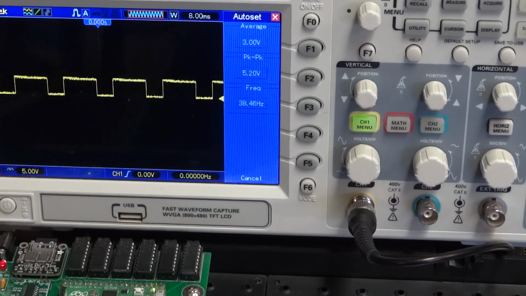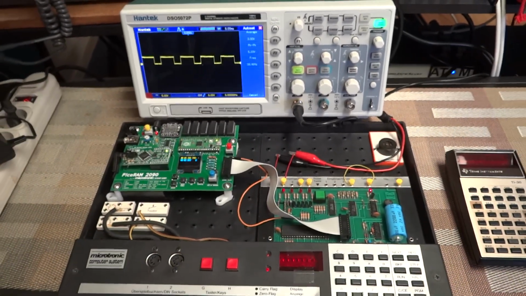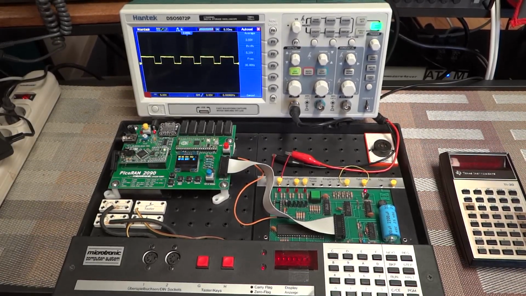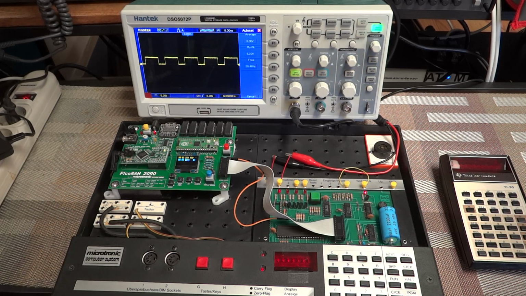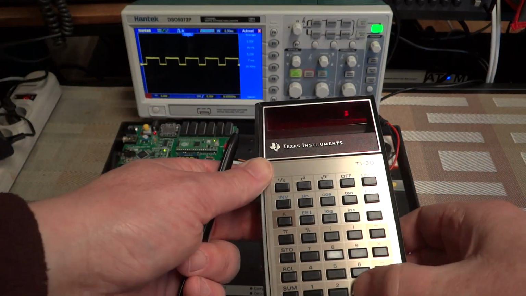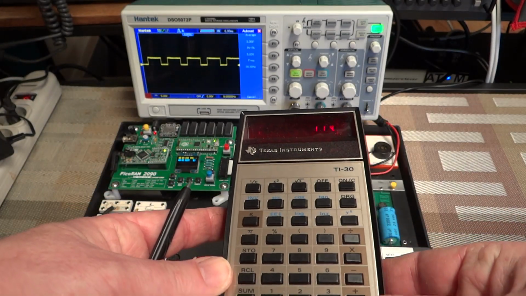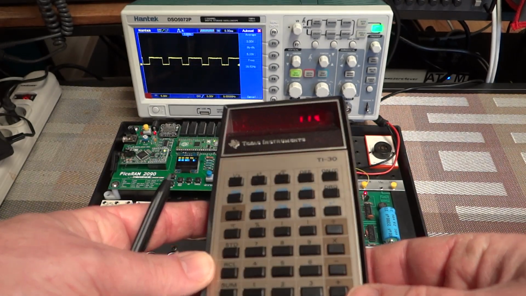So, and 38 Hertz, right? This is for 3 instructions now. Output register 0, output register 1, and jump back. So we gotta multiply 38 by 3. And what do we get? 38 times 3 is 114 instructions per second.